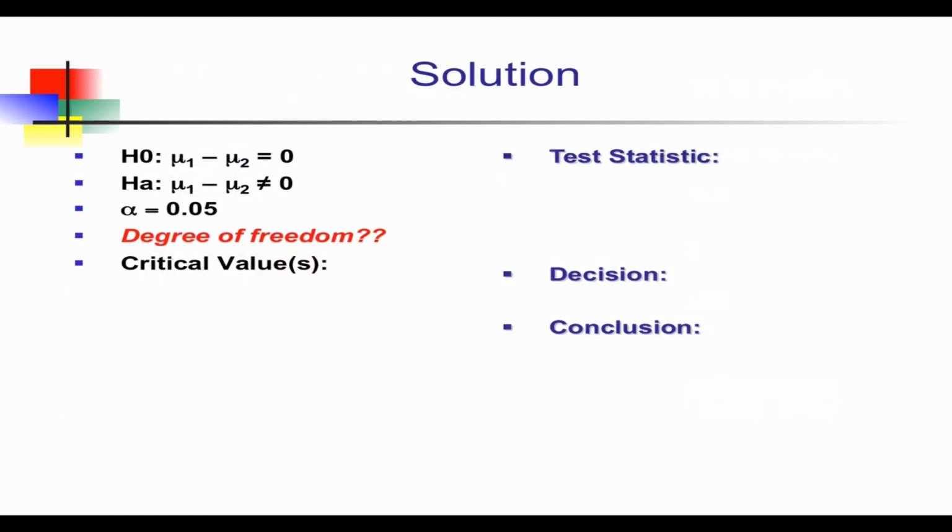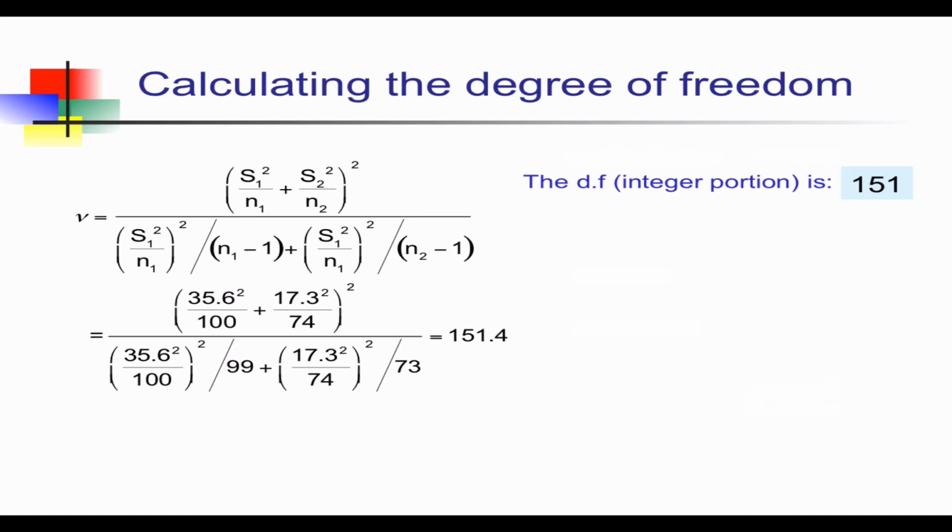Okay, so it's the same as before: you first frame the null hypothesis and then its alternative, and have the alpha level 0.05. At this moment, you need to calculate the degrees of freedom. What is your degrees of freedom now? By this formula, it's a function of S1 and S2 and N1 and N2. So if you plug in all those numbers, you get 151.4. Remember, for degrees of freedom you just take the closest integer, which is 151.